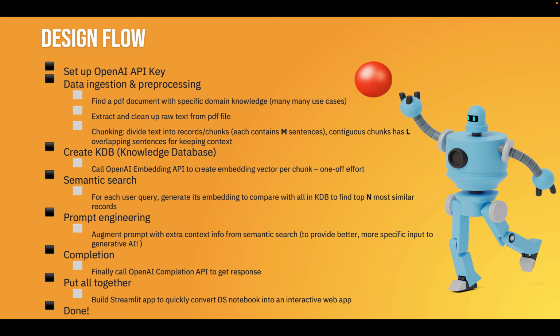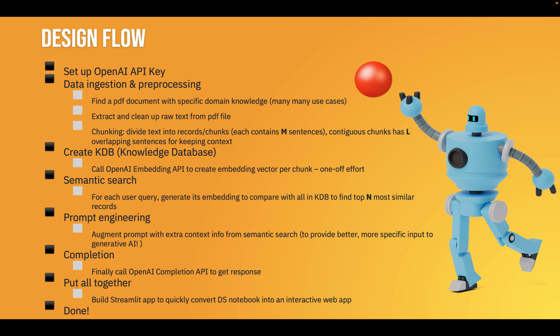After you've done that, the next step is to create your knowledge search database. You can call OpenAI's embedding API to create an embedding vector per chunk. This is a one-off effort. Then at running time, you do the semantic search. For each new user query, just generate its embedding to compare with all the embedding records in the knowledge database to find the top most similar records to this new query.